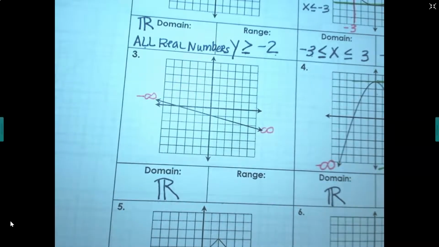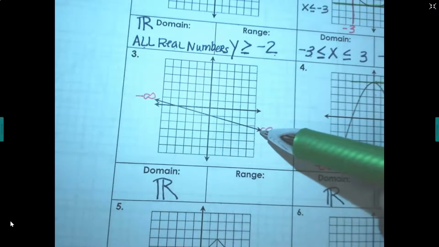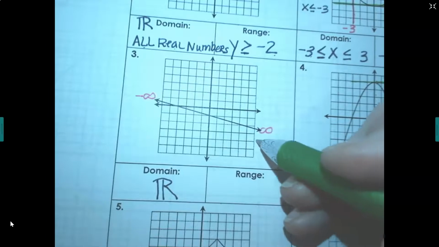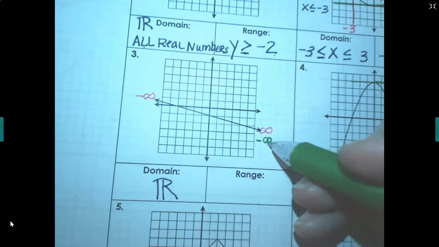Let's look at our range. The range is the bottom of the graph to the top of the graph. So this side is actually the lower side, but it's got an arrow. There's not a point, there's not a turnaround, there's nothing, meaning it's also going down forever and ever and ever. The y values down forever and ever are negative infinity.